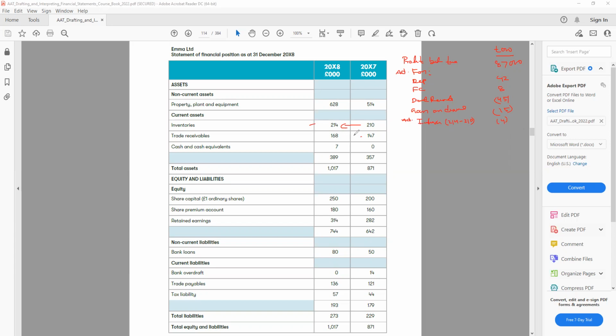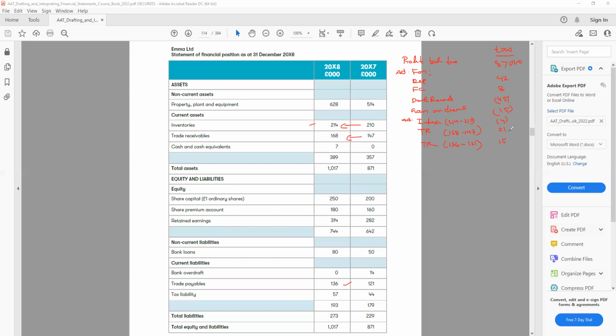Then trade receivables also increase, same thing. Trade receivables also increase, 168. Last year it was 147. And that is also our outflow, 21. And trade payable, we can see this is also an increase. So if the trade payable increases, that means I didn't pay it. Actually, I bought more. And for that reason, it will be our inflow.